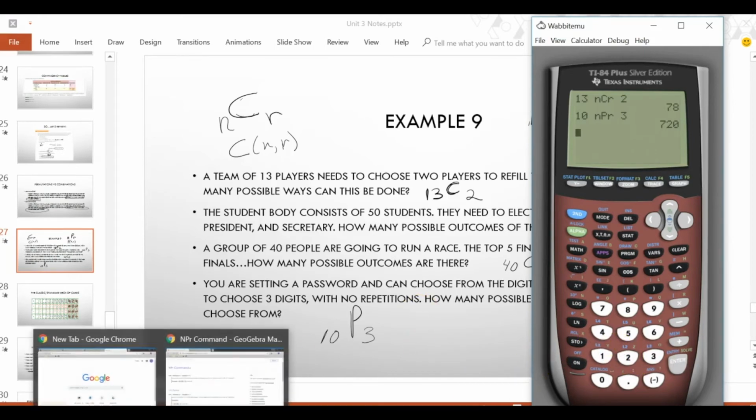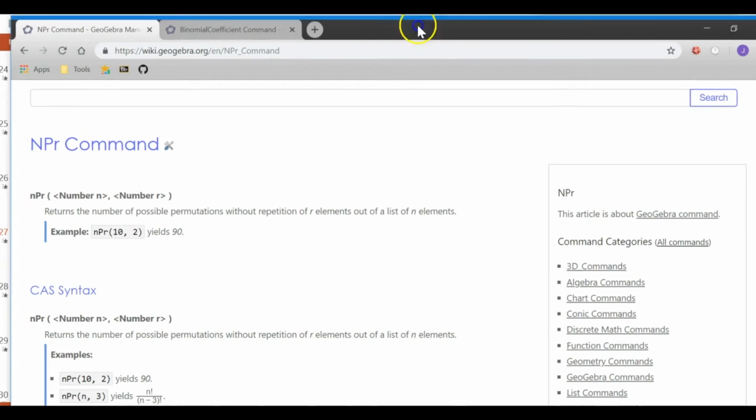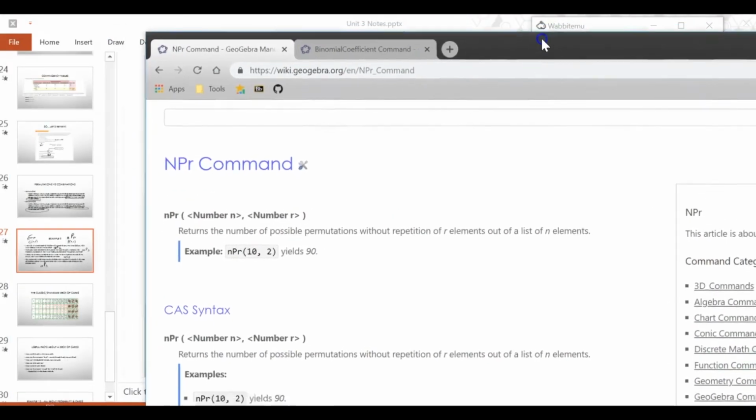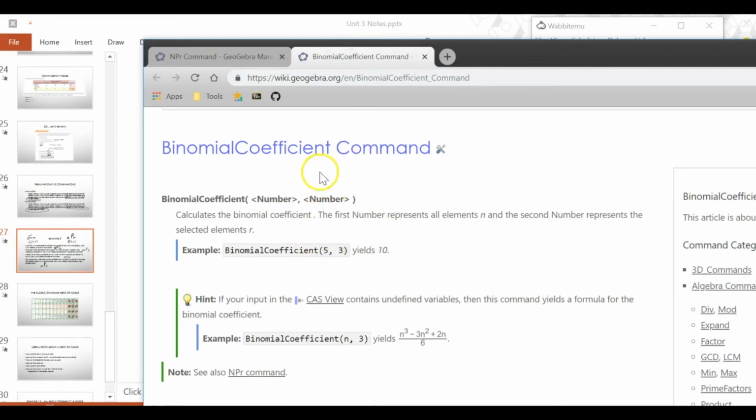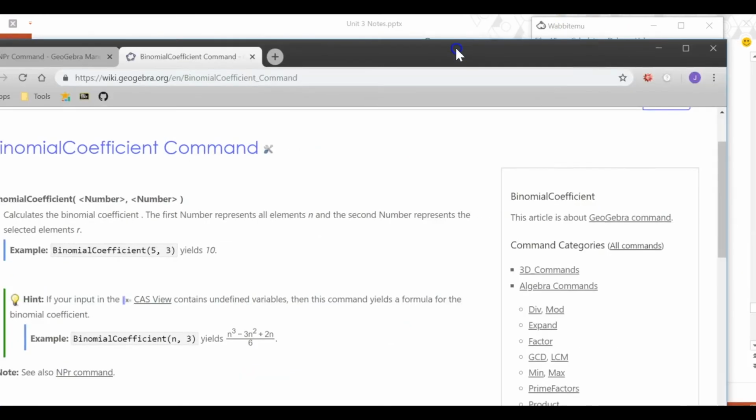So, getting these in GeoGebra, let me go ahead and throw these in here so you can see them. I'm just showing you the actual website. When you're trying to look up how to do stuff on a calculator or any type of program, the internet is your friend. So I wanted to use GeoGebra and do combinations and permutations. I typed in GeoGebra combinations and permutations to remind me of these commands. So here is our NPR command. It's NPR, number, number. This one is a bit more complicated. This is how we do combinations. I'm going to show you in a second how to do that. So let's go ahead and get back to GeoGebra.